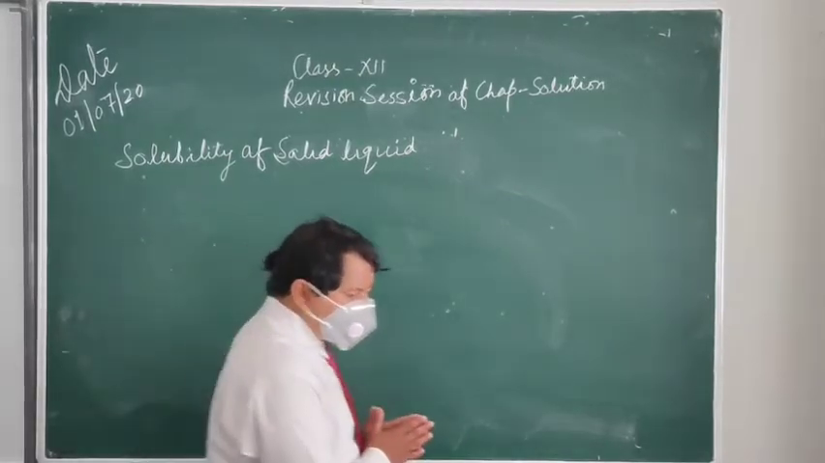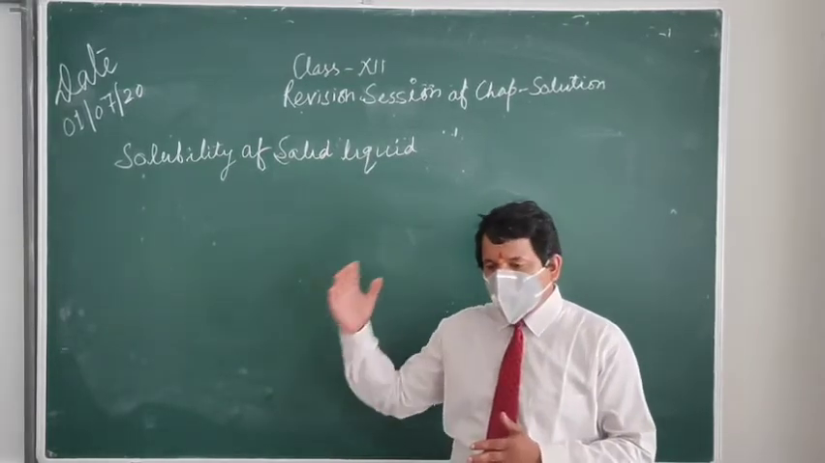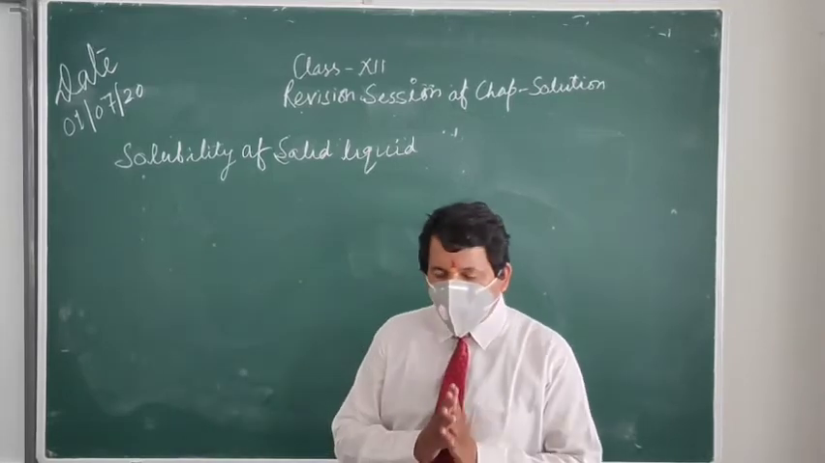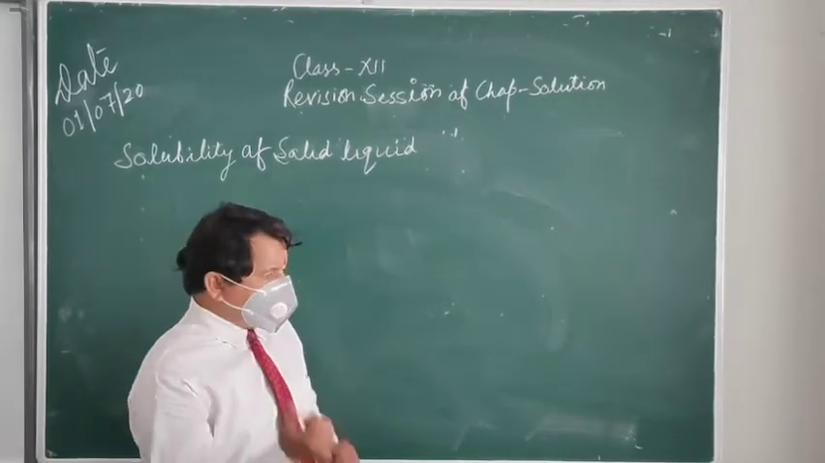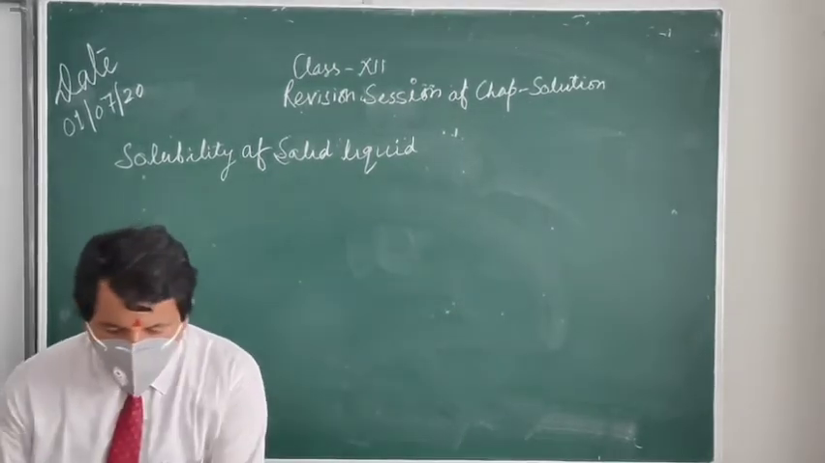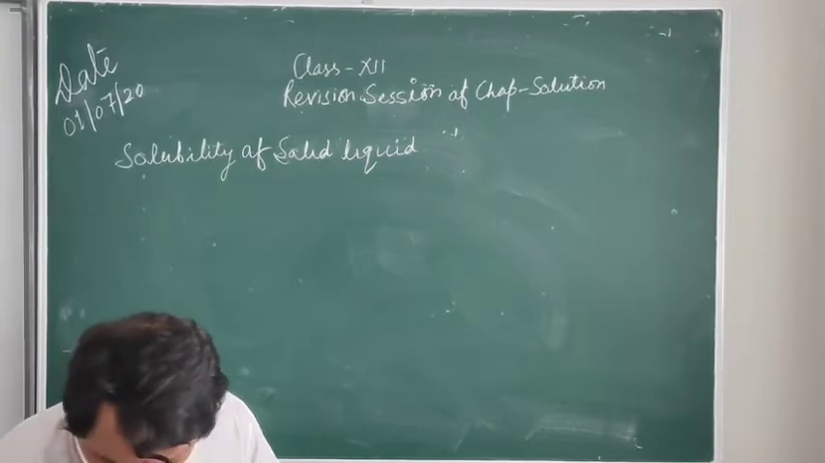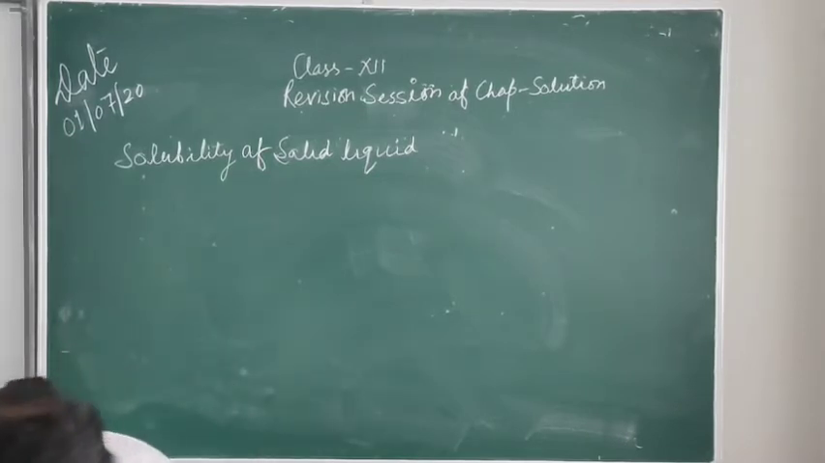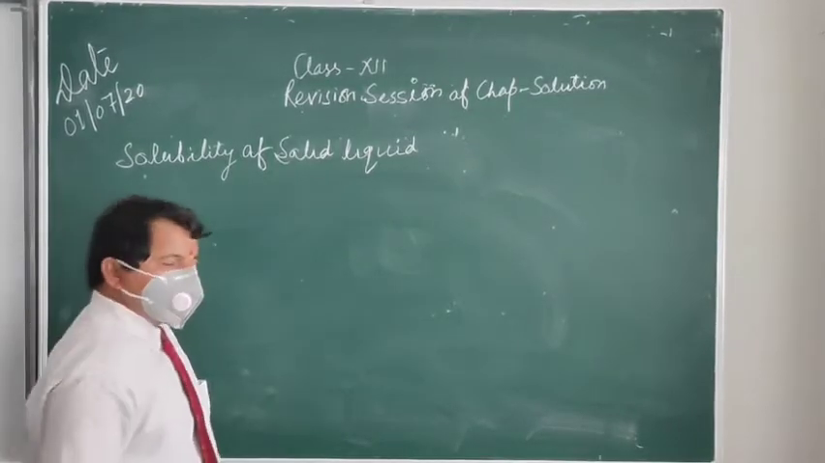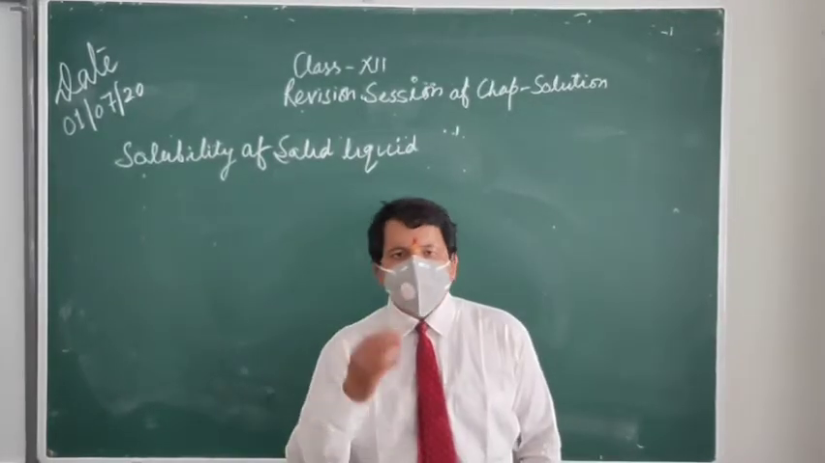Now we have two kinds of solubility: the solubility of solid in liquid and the solubility of gases in liquid. First we will discuss the solubility of solid in liquid, with an example. We have sugar. How will the solubility of sugar be affected by temperature? How will it be affected by pressure?